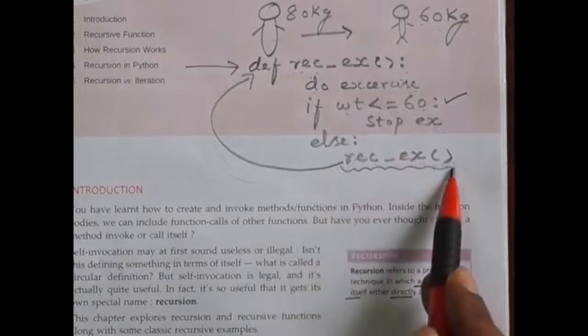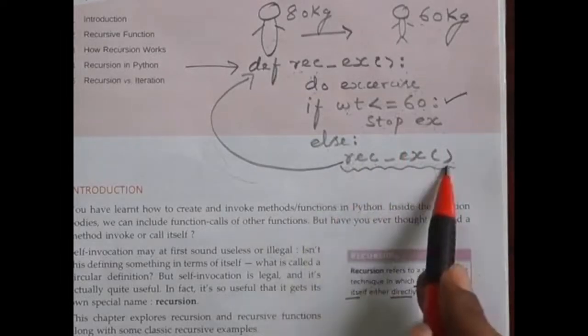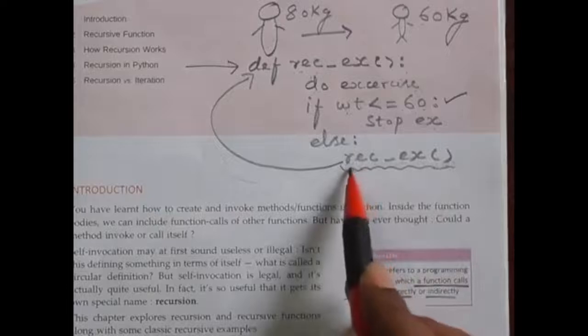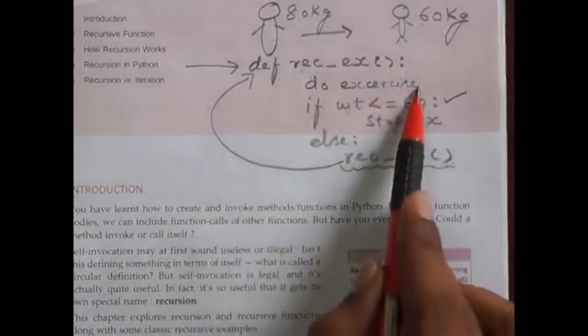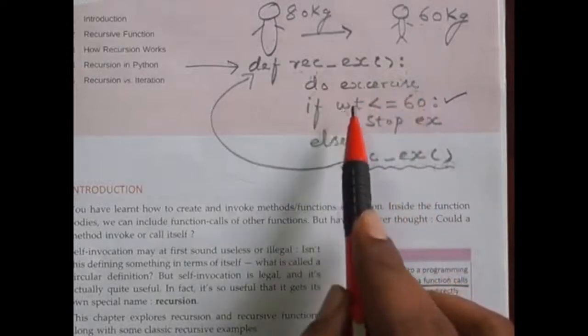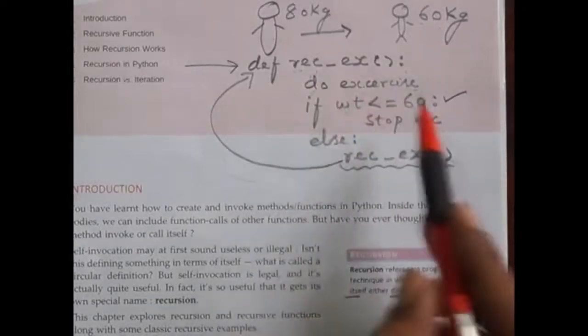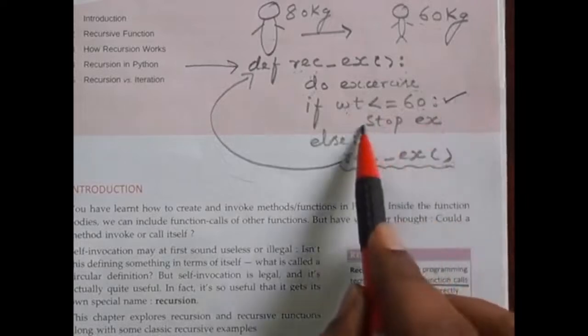What is this? It is a recursive function. So this function will call the same function. Once again he has to do the exercise. Then check the weight. If the weight is less than 60, the condition is true. Then he can stop the exercise.